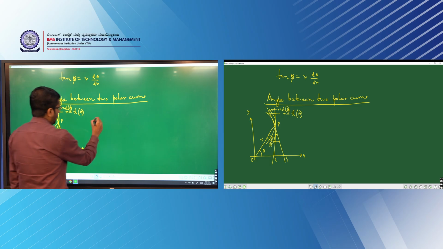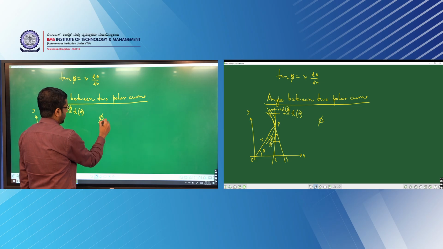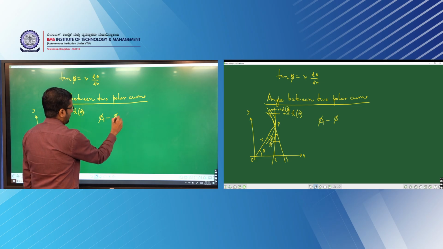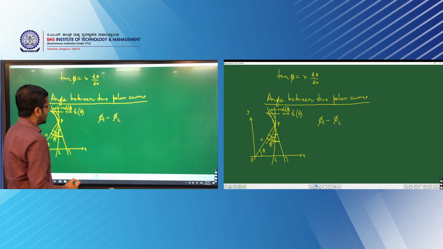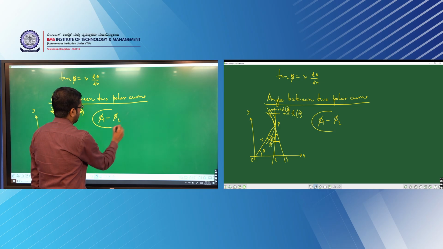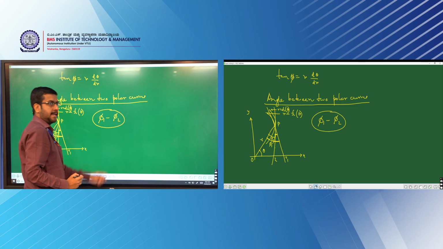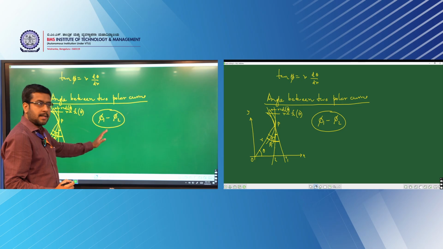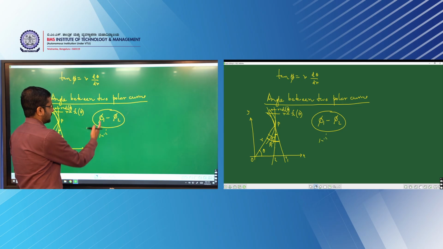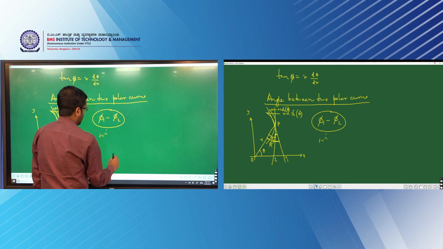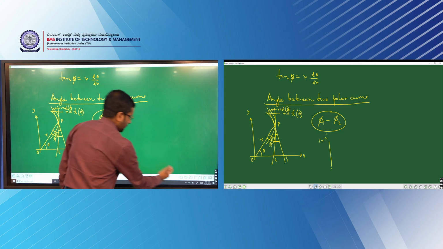Now if I subtract the phi 2 angle from the phi 1 angle, phi 1 minus phi 2, we will get the required angle between the two tangents. That means this will give you the angle between the two polar curves, phi 1 minus phi 2. Okay, so this is the angle between two polar curves.